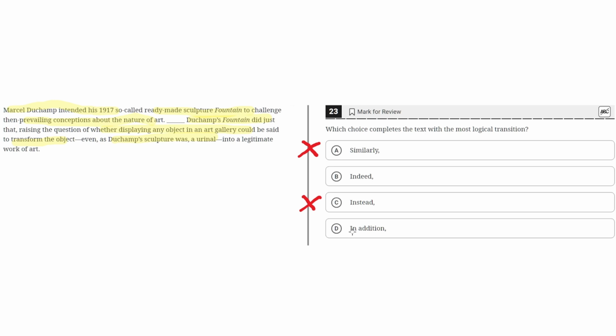D, in addition. This is incorrect because in addition is used to highlight another fact or reason in some sort of statement, but this is not the case because the second sentence does not give another reason. Instead, it highlights how the first sentence makes a claim and the second sentence shows some evidence to support that claim. Therefore, D is incorrect, and the correct answer is B.